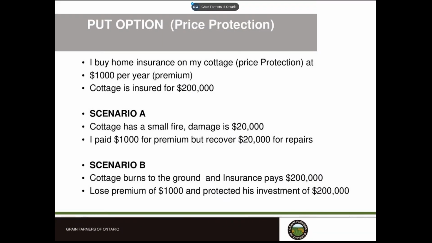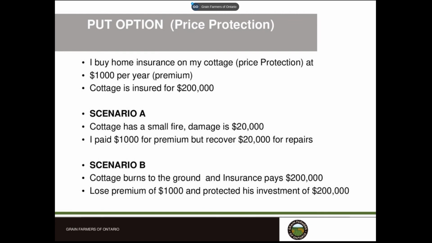So put options, again, we spoke about them, this is another little analogy. I buy home insurance on my cottage, which is basically price protection in case it burns to the ground, or a break-in. And they're charging me $1,000 a year for this premium. Just like on the option, I'm paying this premium, knowing there's a good chance it's gone, it's dust. But the beauty is it limits my responsibility to that $1,000.